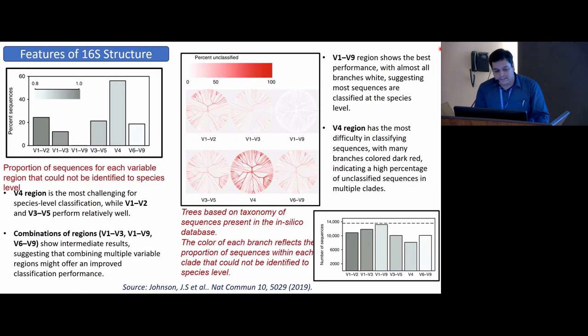And if you look at 16S, in the same paper by Johnson, you can see that V1 to V9 gives you a better coverage of species. And also suppose you have E. coli strain 1 and E. coli strain 2. By V1 to V9 sequencing, you can differentiate between those strains and species.